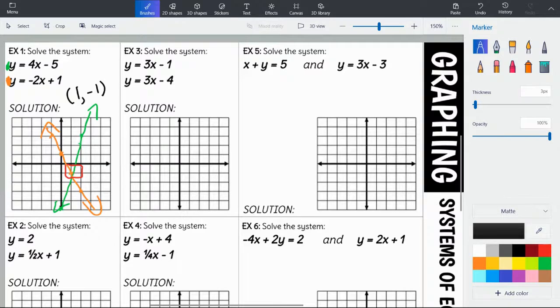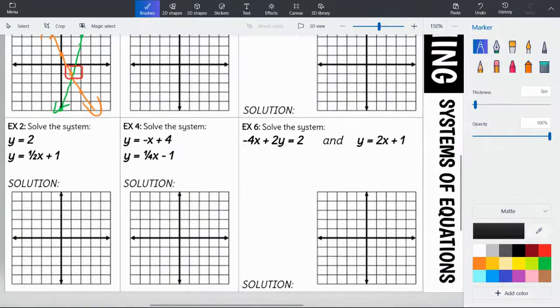Example 2. Jump down here. We have the line y equals 2. Make that my green line, and make this one my orange line. Remember, the line y equals 2 has a slope of 0. It's really 0x plus 2 for our formula, and it has a y-intercept of +2.